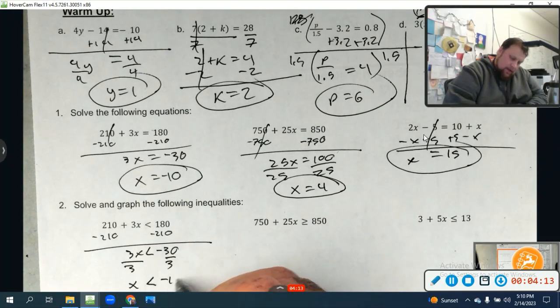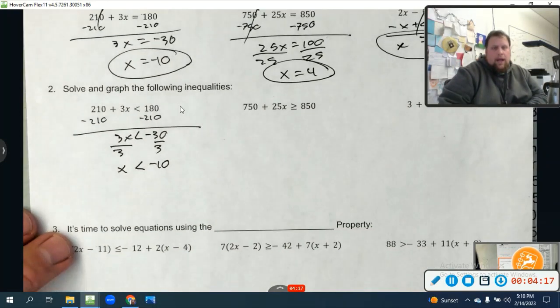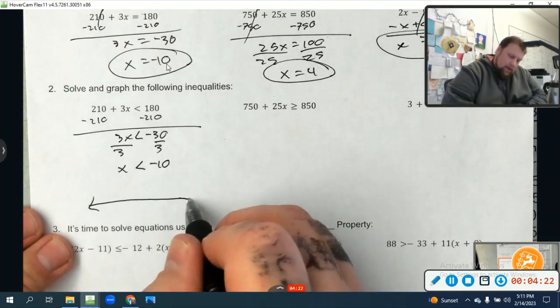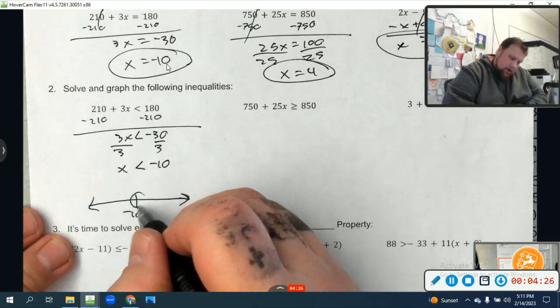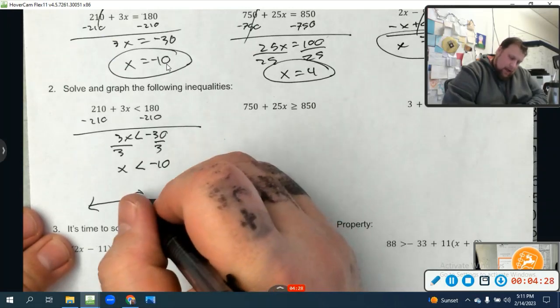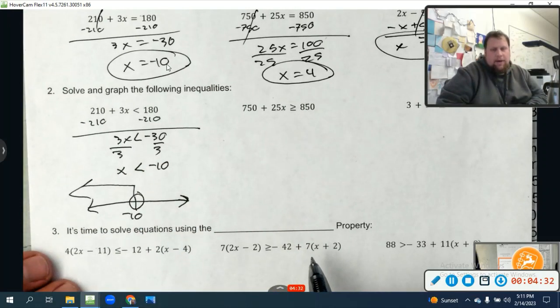Now here's the difference between an inequality and an equal sign. This equals a single number. We're going to graph this. So here's negative 10 right here. It's less than, so I'm going to put an open dot, right? And then it's that solution region to the left. So anything less than negative 10 is a possible answer for this. Can't be negative 10 because we have an open dot there.